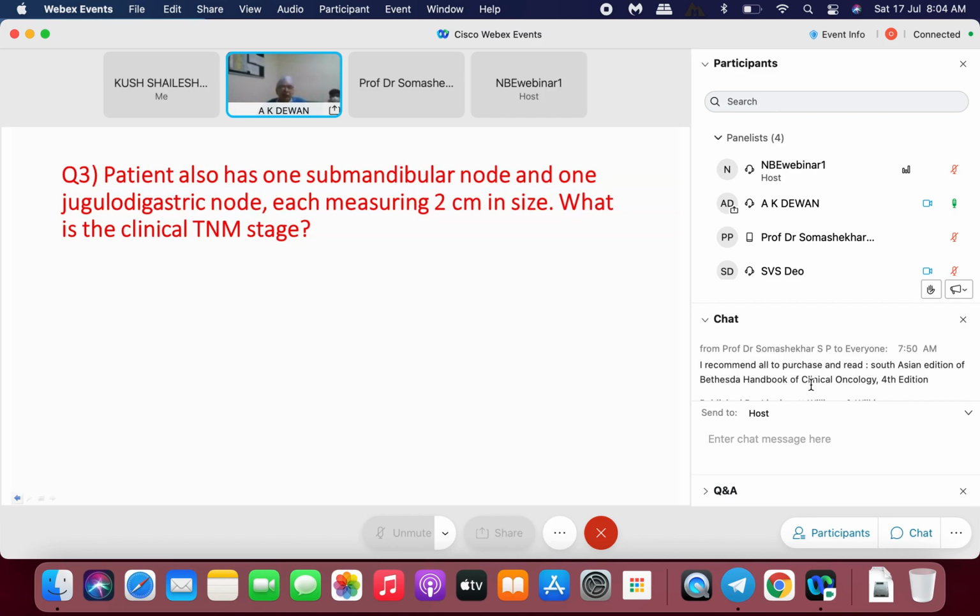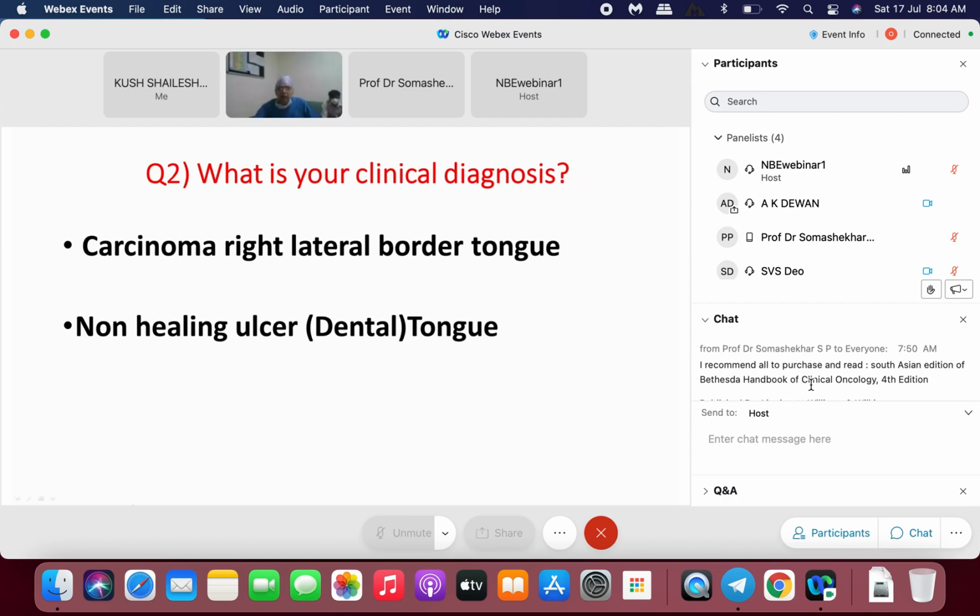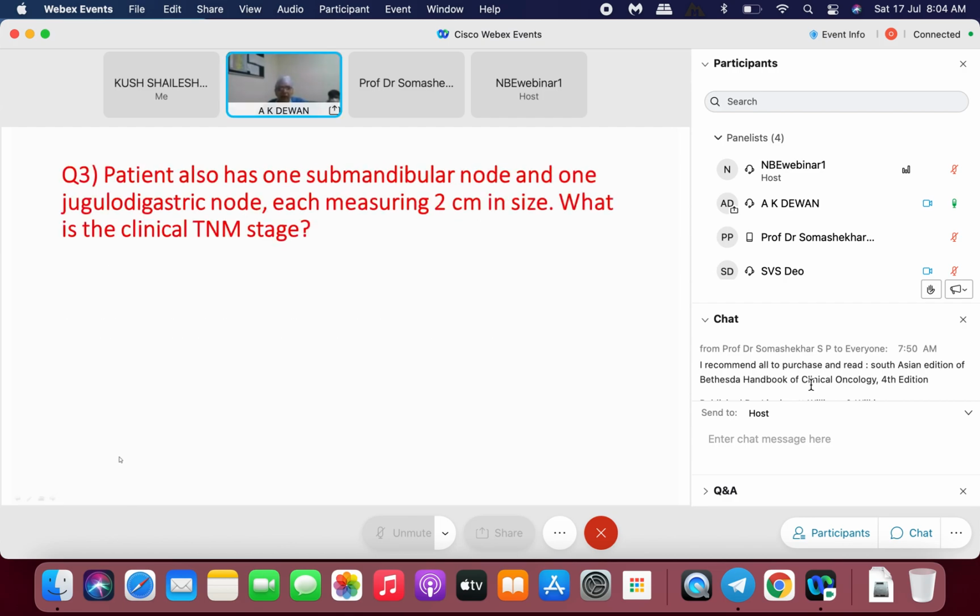Patient also has one submandibular node and a jugulodigastric node, each measuring 2 centimeter in size. What is the clinical TNM? Sorry. So this is T1, N2B, MX, stage 4A.